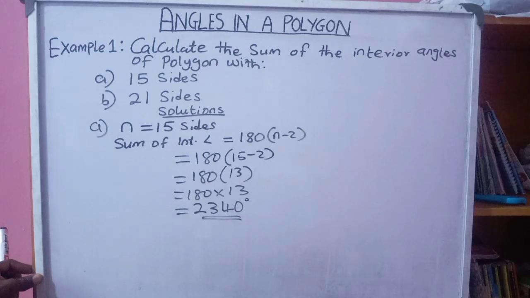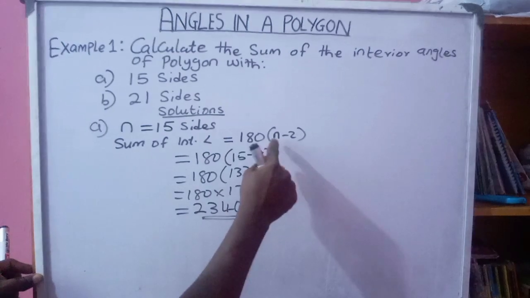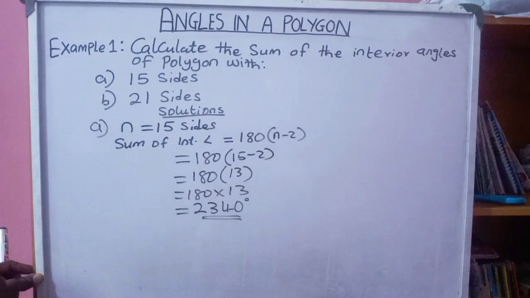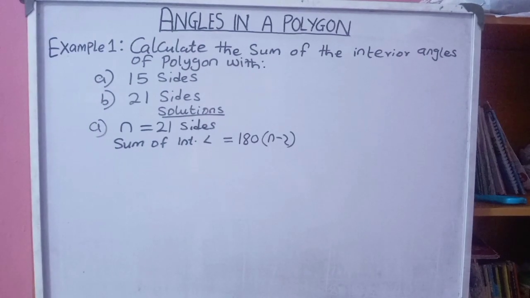So the most important thing is, when the number of sides is given, that is n, you substitute the value inside this formula for finding the sum of the interior angles of any regular polygon. That will give you the answer to the question. Let's take the B part. Then the B part of the question.